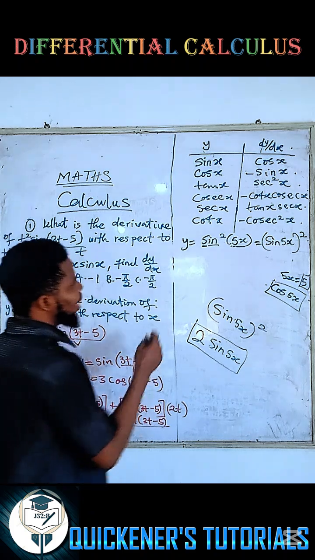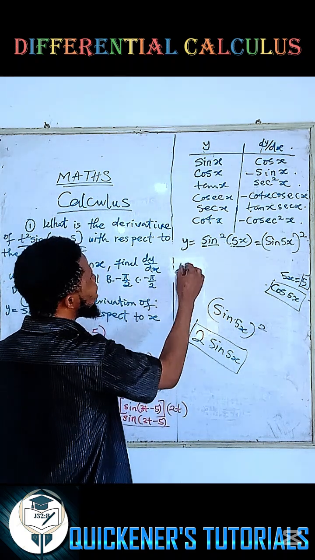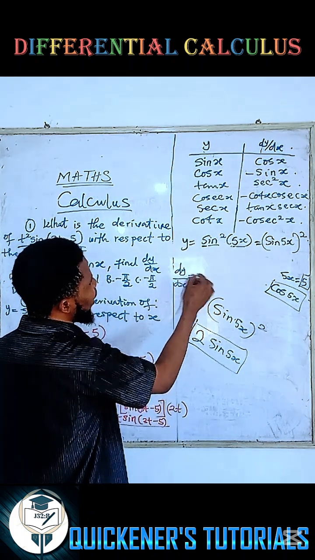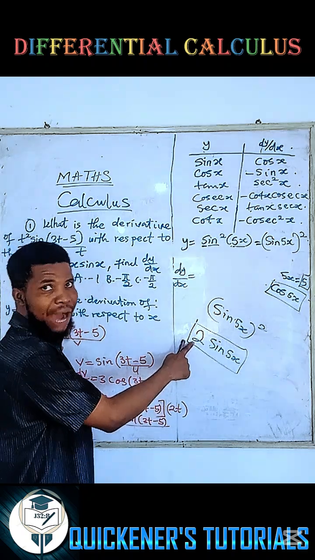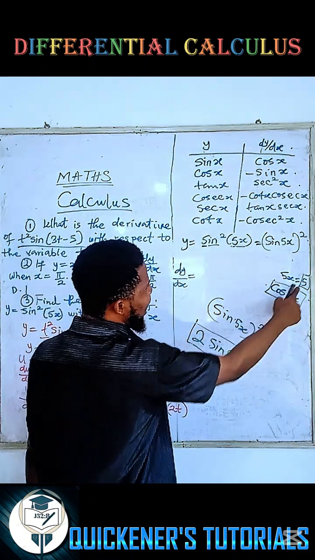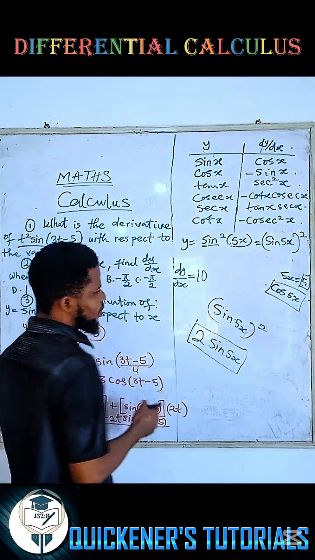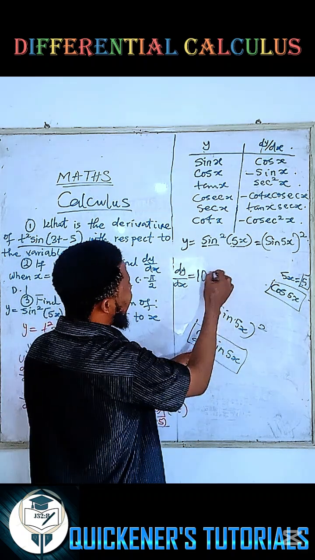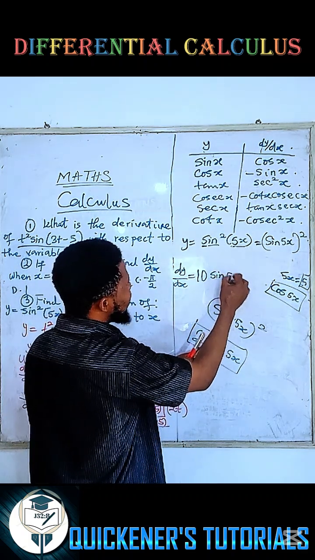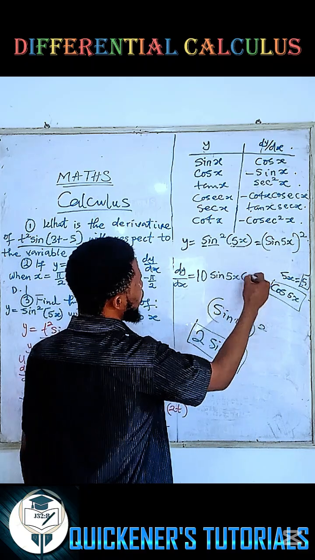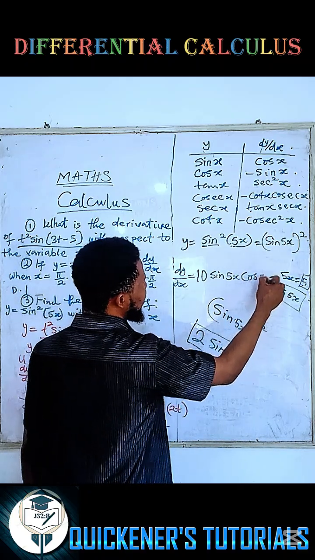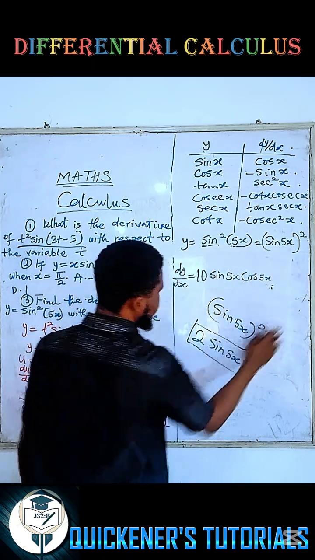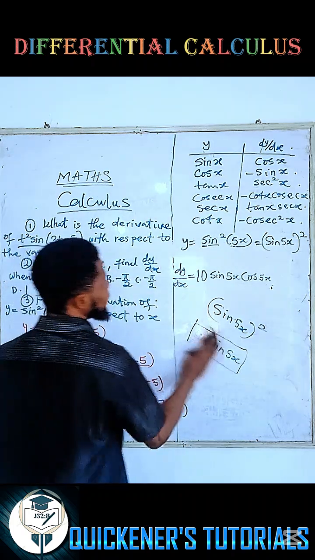Alright, so what's our answer now? Let's start with all the numbers. What are the numbers? We have 2. 2 times 5, that's 10. So 10 first. Then the next one: I put sine 5s first, then you put cos 5s. Can you see that? Sine 5s cos 5s.